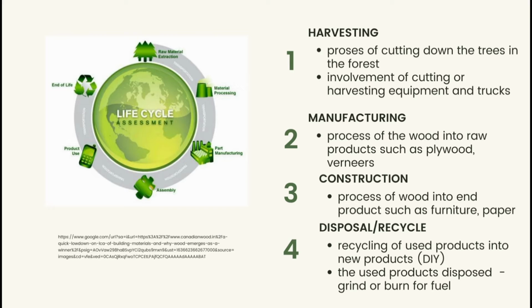Third, construction. Construction is a process of turning wood into end products such as furniture and paper. The fourth step is disposal or recycling. Usually, the wood that we recycle will be formed into new products by DIY. Also, used wood can be disposed of. The method to dispose of the used wood is to grind or burn it for fuel.